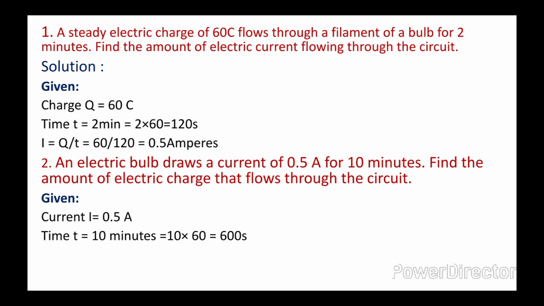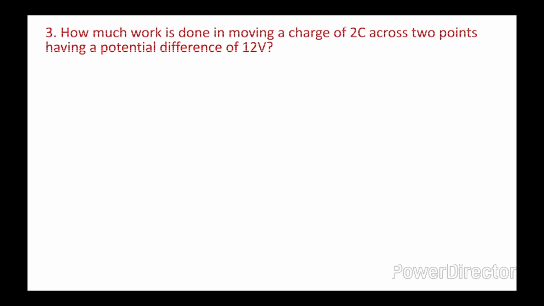If they have given it in seconds, no need to convert. Otherwise you have to convert, because you have to solve the problem keeping in the SI unit. And here you have to calculate charge, that is Q equals I into T is the formula. You will substitute the values for current and time, that is 0.5 into 600. The answer is 300 coulomb.